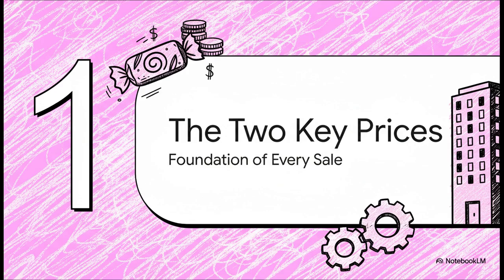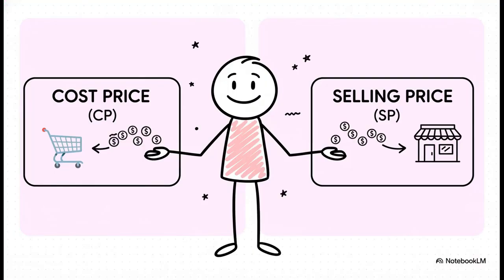So, to figure this all out, it really just comes down to two key numbers. That's it. These are the absolute building blocks for any sale you can think of, whether it's a tiny lemonade stand or a giant company. On one side you have the cost price, which we'll just call CP. That's simple. It's what you pay for something. And on the other side, you've got the selling price, or SP, and that's what you get when you sell it. You buy at the CP, you sell at the SP.